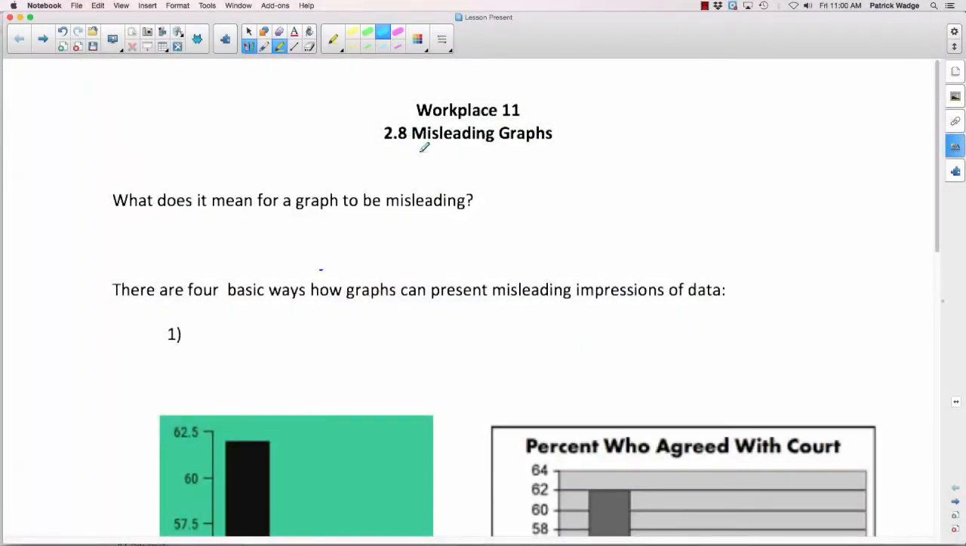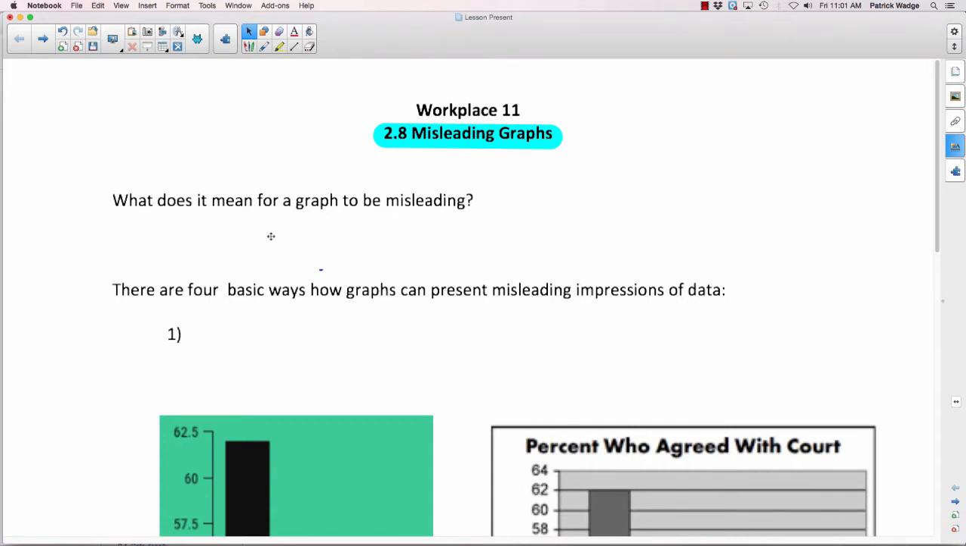Hi again. We're going to look at misleading graphs today. This is a really important topic. This is something you're going to come across a lot in your life when you're watching the news, reading the newspaper. People don't read newspapers anymore. Looking on the internet, whatever. You're going to see all these graphs, and unfortunately, a lot of them are misleading.